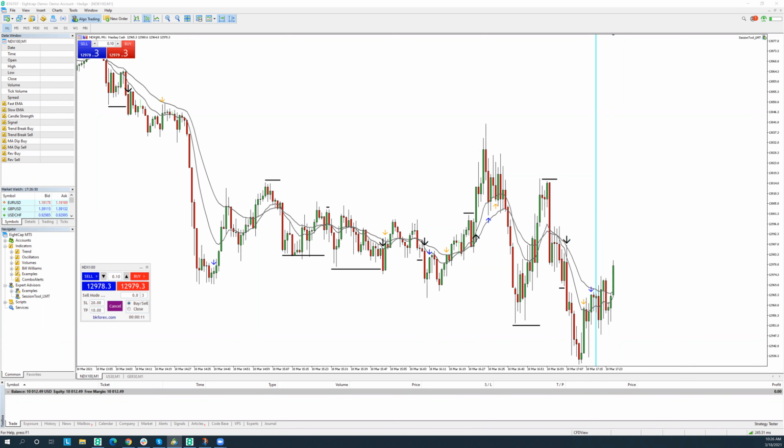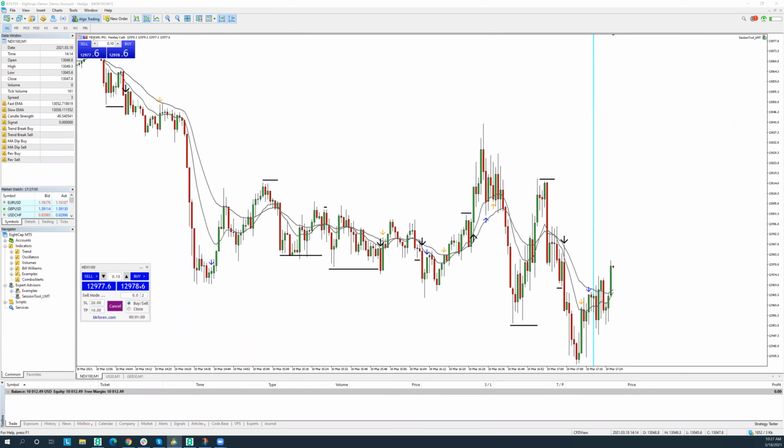But let's just see how this plays out in trading land. I wonder if this is working again. I think it's working. Nope. Go cancel. Let me see if this is working. Nope, still not working. I don't know what's going on.